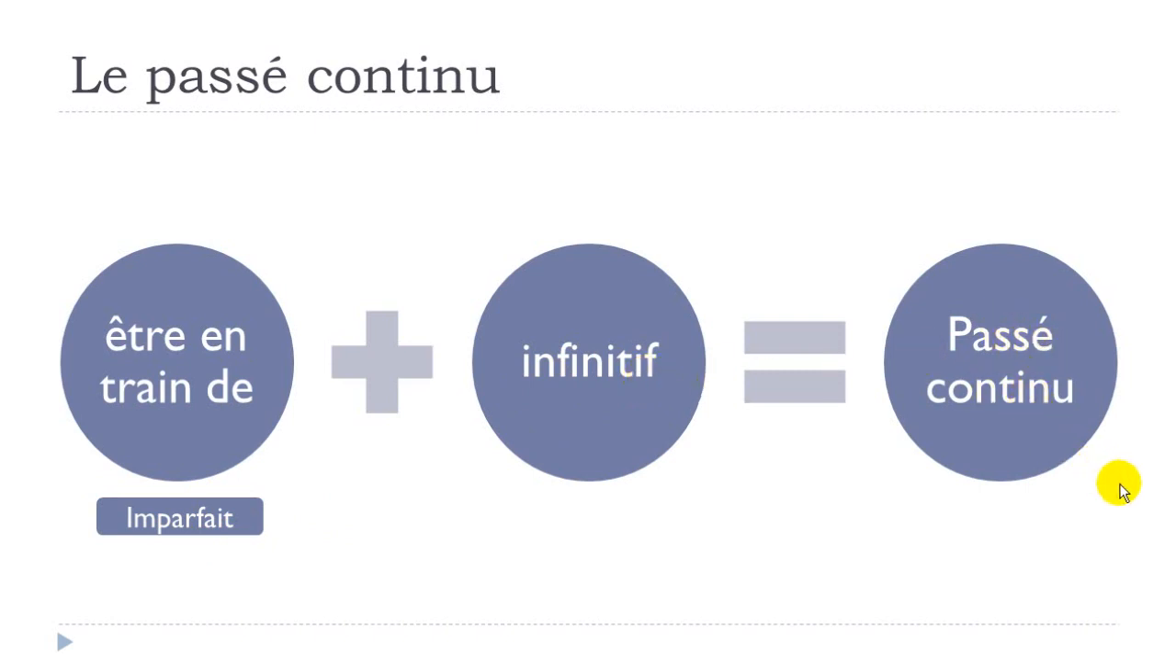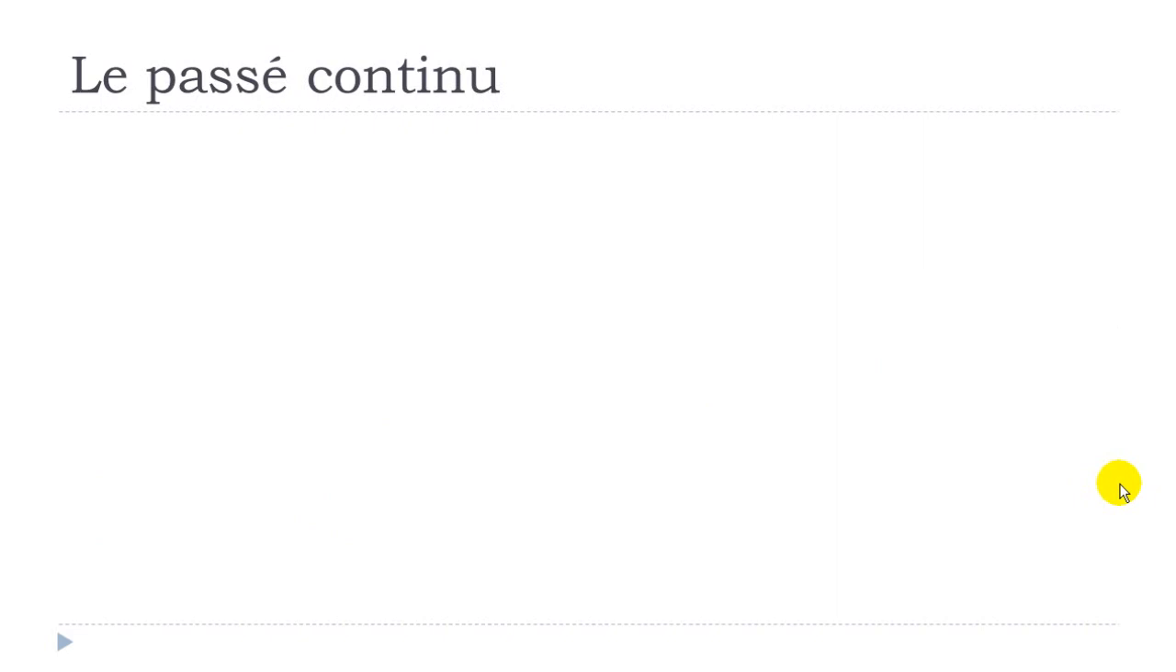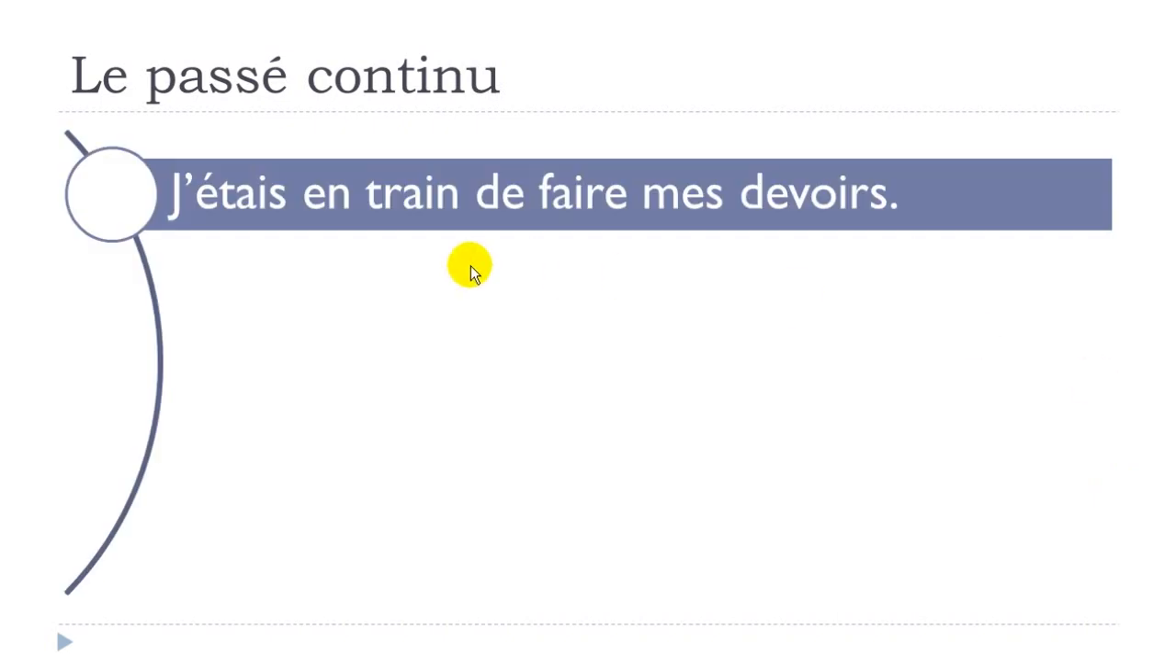So, you know what? We'll take exactly the same sentences that we had as examples for the present, but we just put them at the passé. And here we go. J'étais en train de faire mes devoirs. So as you can see, the only thing that will change in this structure is être, okay? Because in that case, you should put it at the imparfait form. J'étais en train de faire mes devoirs.